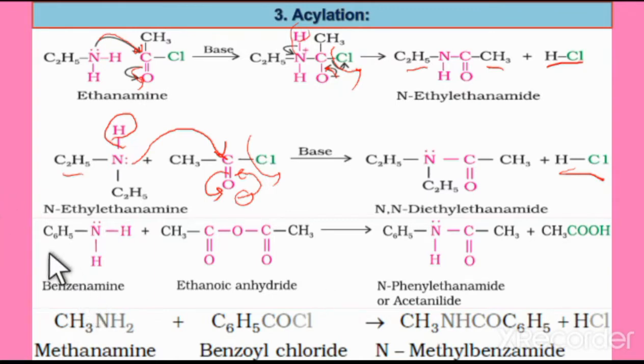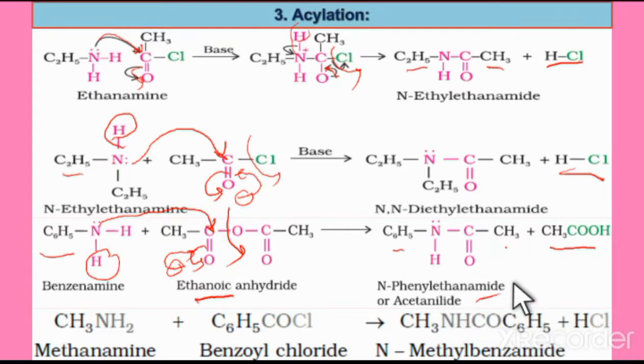Benzene amine also reacts with ethanoic anhydride, and it acts similarly to the previous reaction. Here the pair of electrons attacks the carbonyl carbon, the double bond moves towards the oxygen, and the oxygen gets the negative charge. Later the oxygen's negative charge delocalizes between the oxygen and carbon, and the leaving group is left out. It also takes the proton, and N-phenyl ethanamide is obtained, that is C6H5NH C double bond O CH3 plus CH3COOH. It is N-phenyl ethanamide, also known as acetanilide.